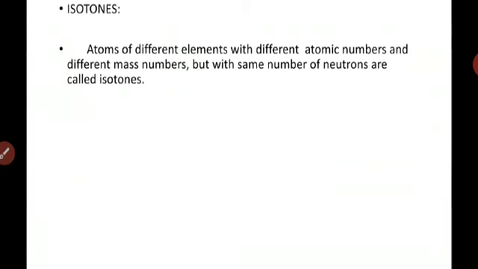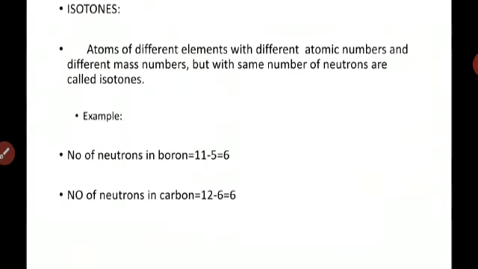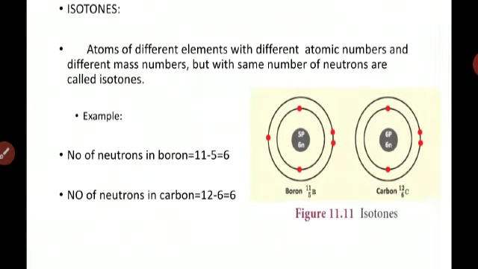Next, isotones. Isotones are atoms of different elements with different atomic numbers and different mass numbers but with the same number of neutrons. Isotones means what, students? Different atomic numbers and different mass numbers, but the neutrons are the same.